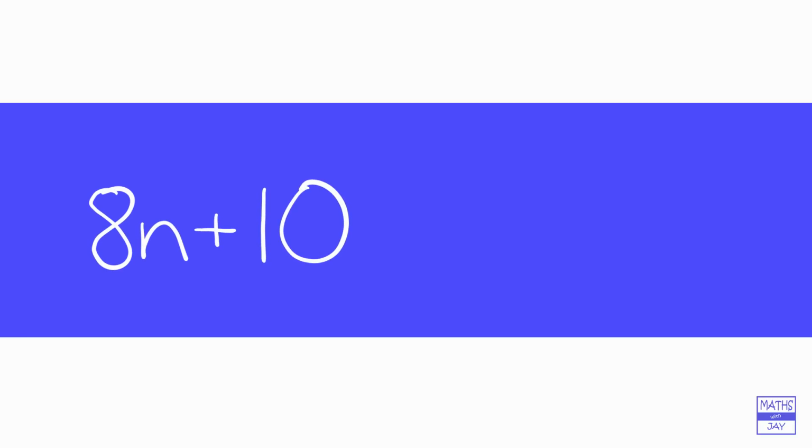We want to factorise this expression, so that means we're going to look at the two terms, the 8n and the 10, and see what they have in common. Well, both 8 and 10 are multiples of 2. 2 is their highest common factor. So we can say that 8n plus 10 is 2 times.